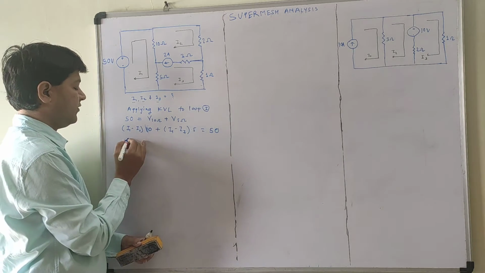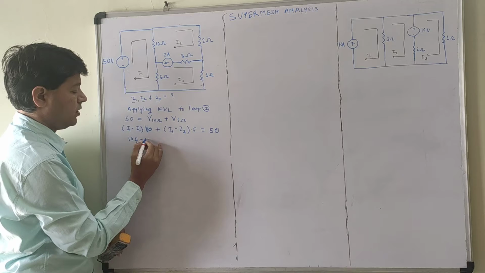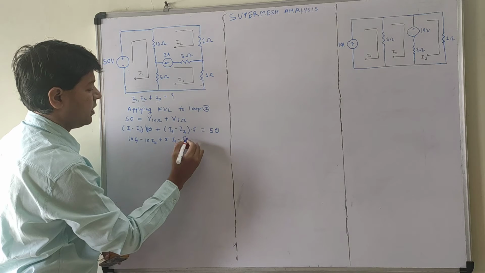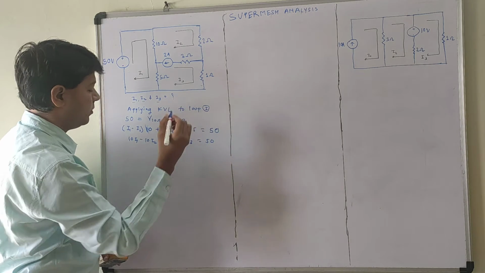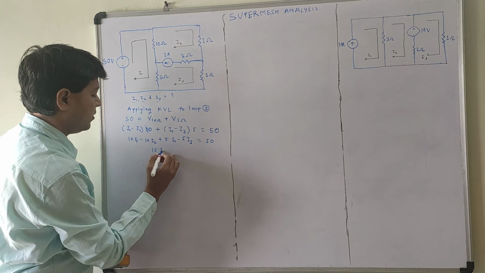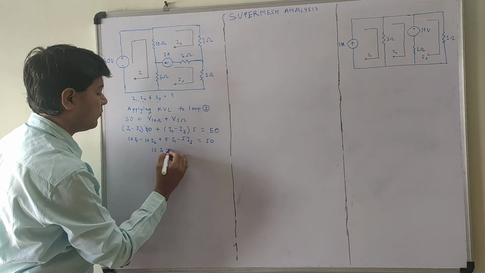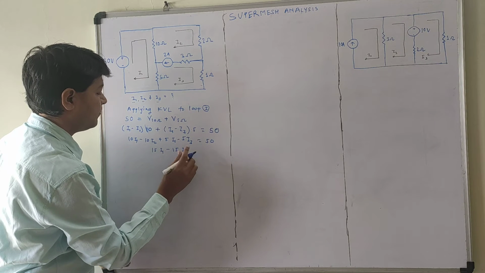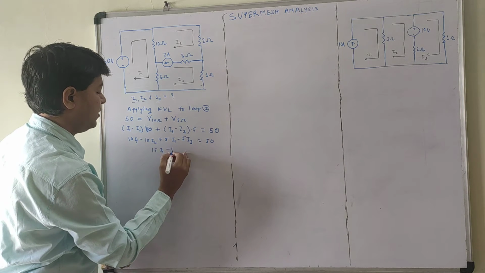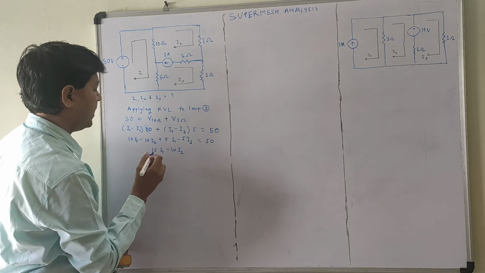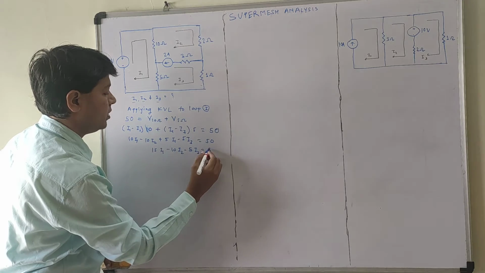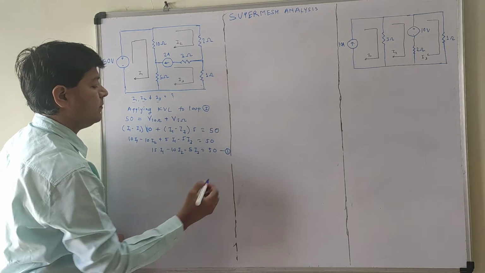Simplifying this equation gives 10 I1 minus 10 I2 plus 5 I1 minus 5 I3 is equal to 50. The I1 terms get together: 10 I1 plus 5 I1 is 15 I1, minus 10 I2, and there is only one I3, that is minus 5 I3, is equal to 50. This is equation 1.